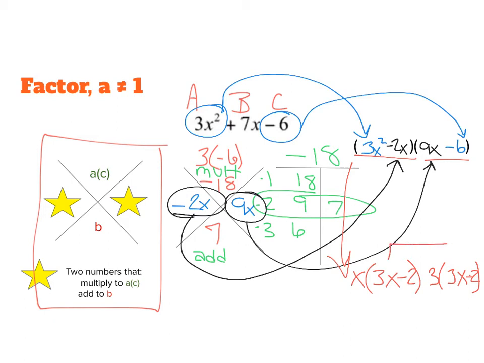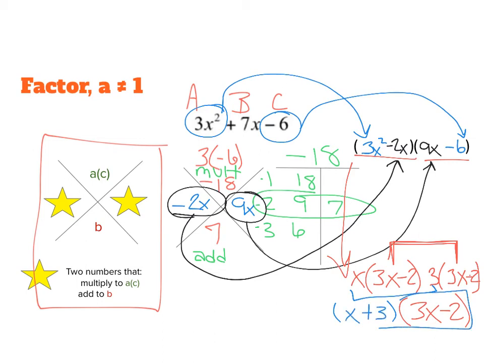Now what you should see is that these two sets of parentheses end up being the same. So that's going to be part of your final answer. Then the other two factors here, the things we factored out, go in a set of parentheses together. So x plus 3, and that is your other set of parentheses.